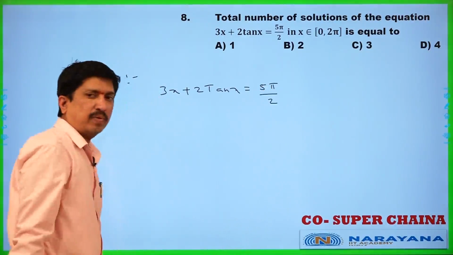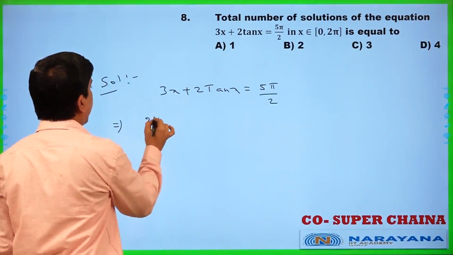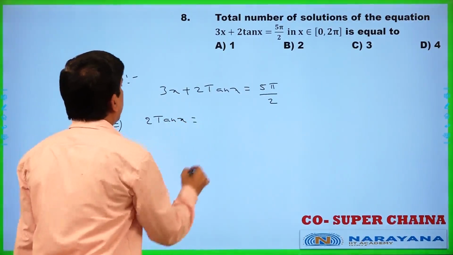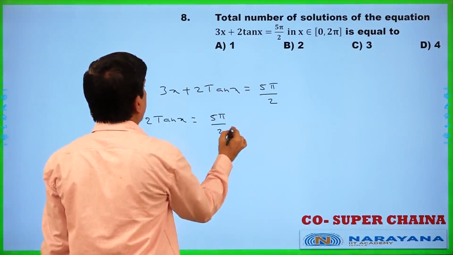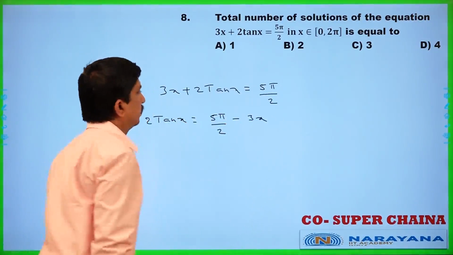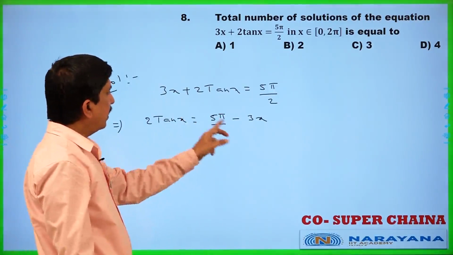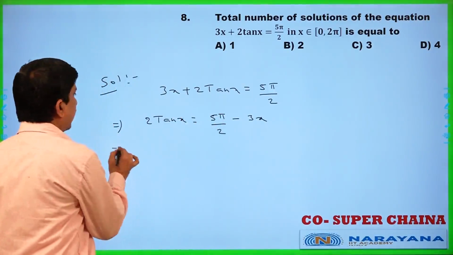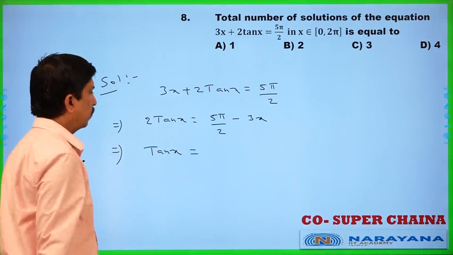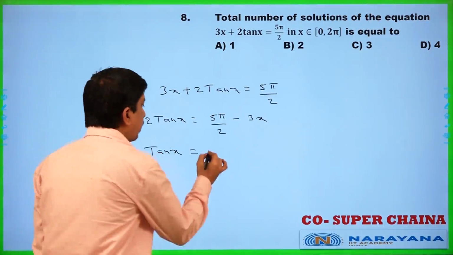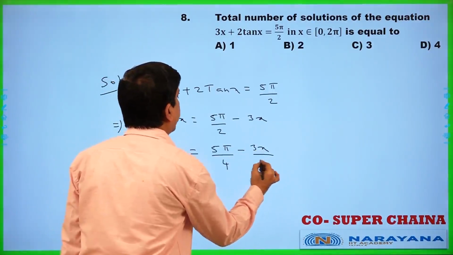We will do the rearrangement of this equation. The rearrangement is nothing but 2 tan x equal to 5 pi by 2 minus 3x. Did you observe that? 2 tan x equal to 5 pi by 2 minus 3x, I am writing. After that I will write tan x only. Tan x is equal to, I will take the 2 to that side, that will become 5 pi by 4 minus 3x by 2.